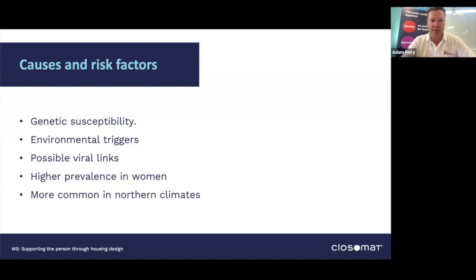There's definitely a higher prevalence in women than men, and it's more common in northern climates. I certainly know from my caseload over the years that I've seen a lot more women than men with MS and a lot more men than women with Parkinson's. So it's an interesting link there from a gender perspective.